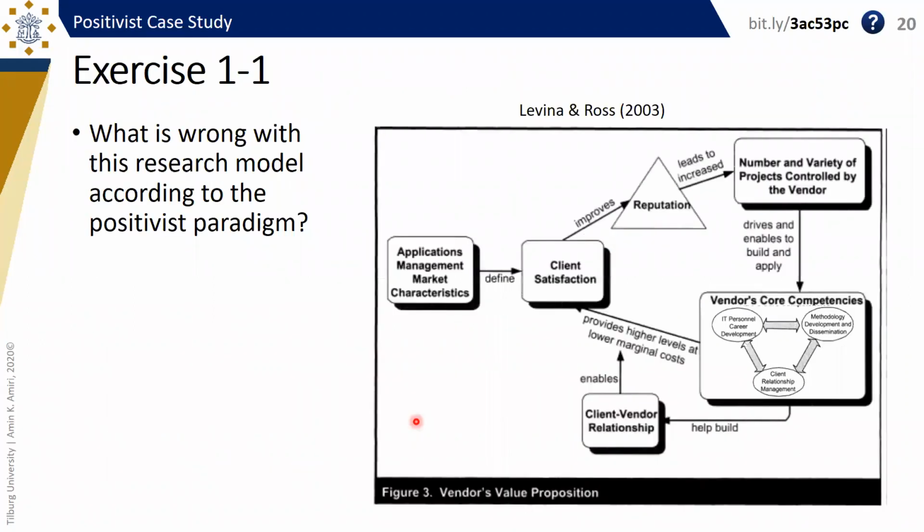So there's now one exercise. I would like you to think about this. I want you to know, this is a theory that was created by Lee and Rost in 2003. Figure out what's wrong with this research model based on what I just explained. I'll go grab a glass of water and be back.